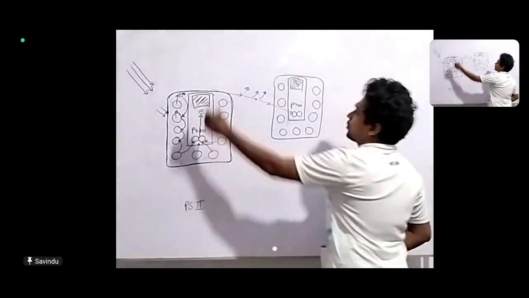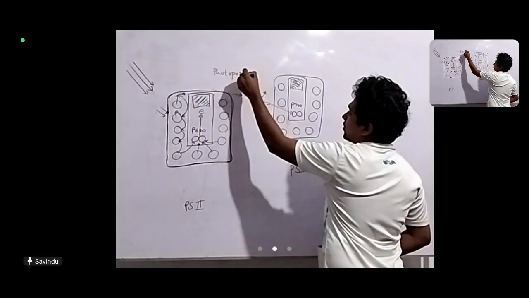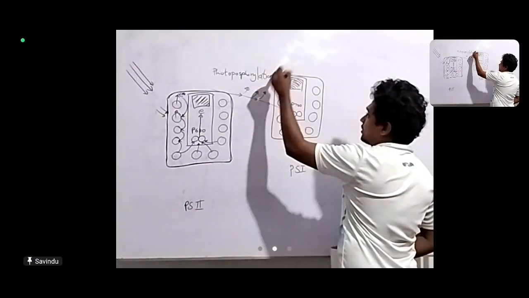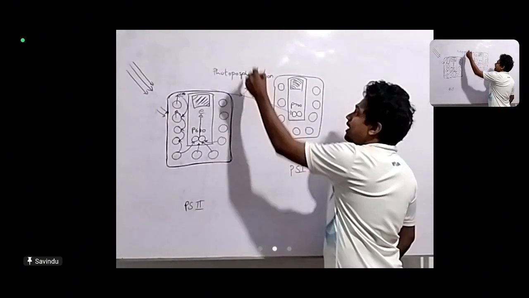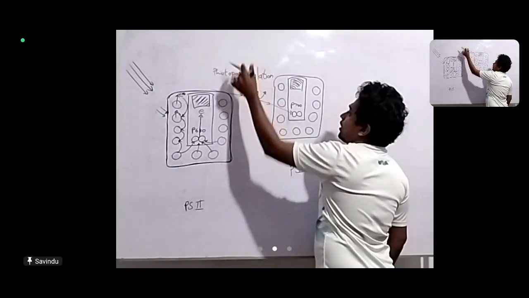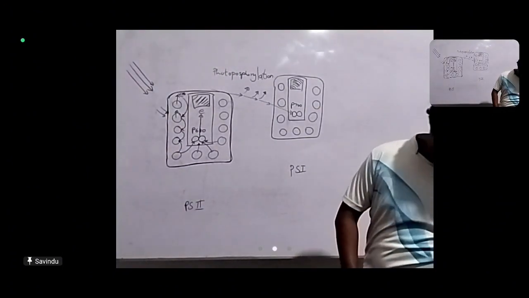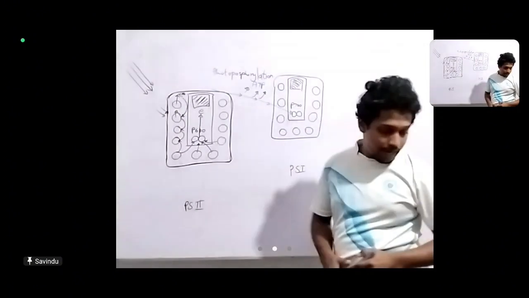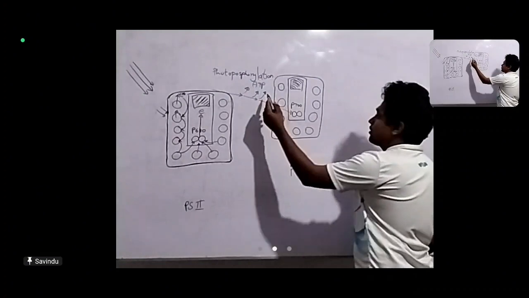We call this process photophosphorylation. In photophosphorylation, what happens? ATP is released. ATP is released here. So after releasing ATP, this goes to P700.